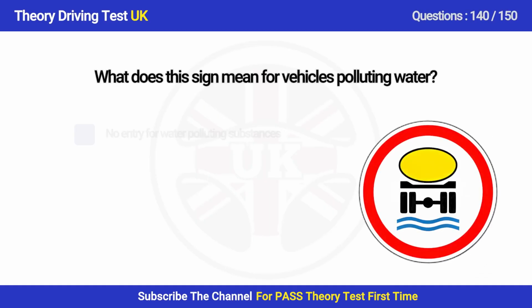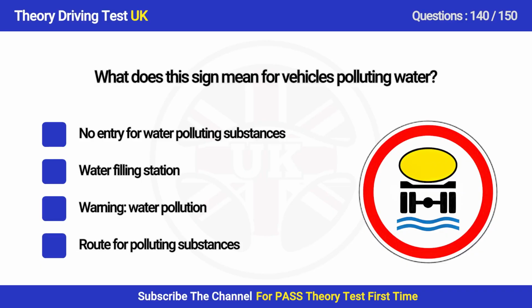Question 140. What does this sign mean for vehicles polluting water? A. No entry for water polluting substances. B. Water filling station. C. Warning water pollution. D. Route for polluting substances.